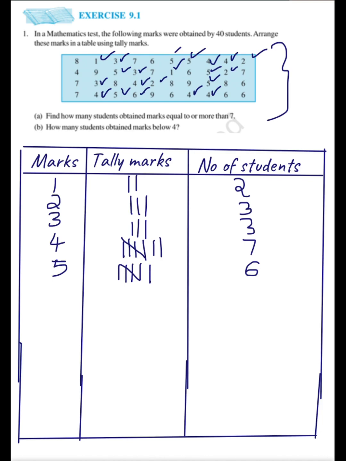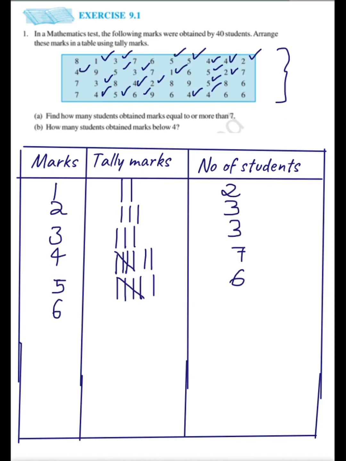Now next one is mark 6. And you have to count how many students got marks 6. 1, 2, 3, 4, 5, 6, 7. 7, 6 is there. So you have to mark 7. 1, 2, 3, 4, 5, 6, 7. Okay. Now 7. And you have to count everything like this.